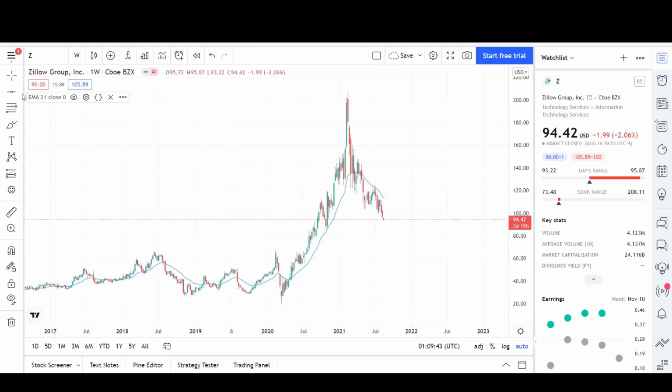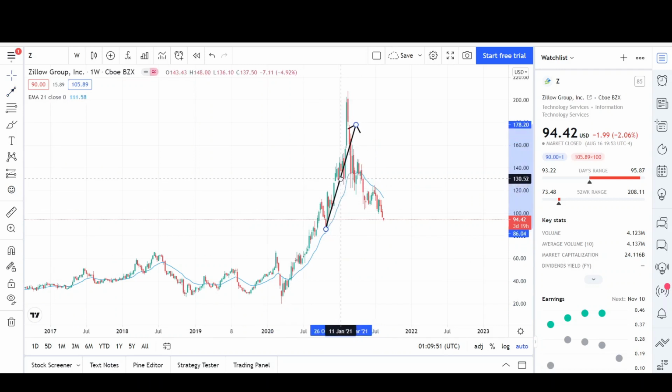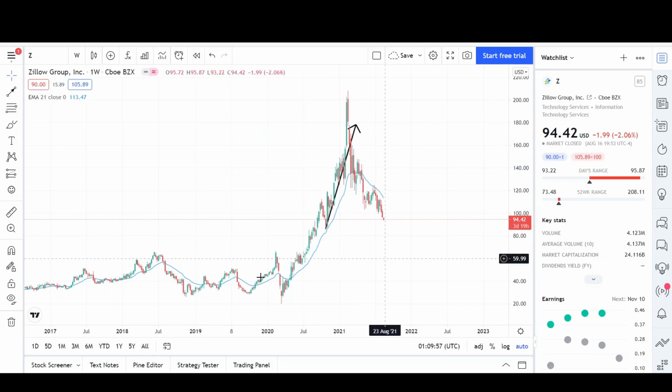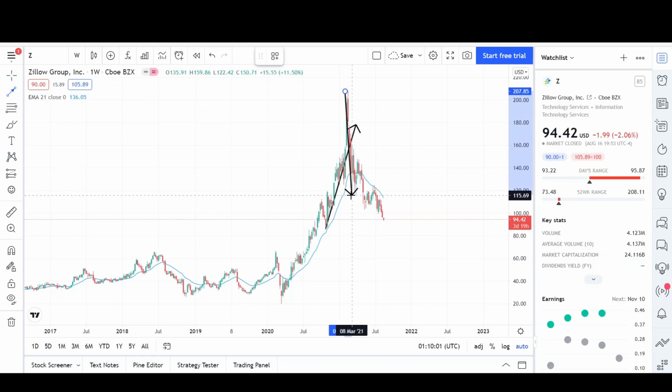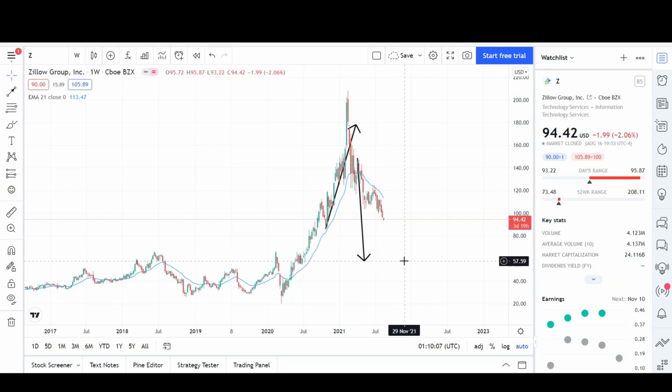So here's the weekly chart for Zillow. It looks like it made 2 legs up. This was the first leg right here, and then it went up again to make that second leg, and then we surpassed it, made that last push up, and then sold off. So it looks like we're going to make 2 legs down to the target point. This could be the first leg right here, and this looks like the second leg right here, and the target is the same as I said on the daily chart, the $56 or $57 level.